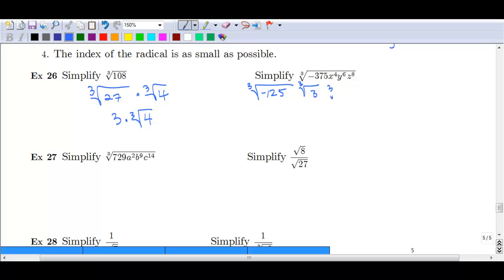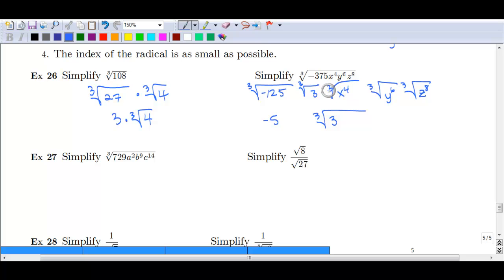And then again, we can look at our x to the 4th, our y to the 6th, and our z to the 8th. So we can either keep them separate or put them all back together in the end, which is what we're going to do. So we've got the cube root of negative 125 is negative 5. Cube root of 3 is going to stay, so we'll write that over here because we'll have some other things remaining in the root.